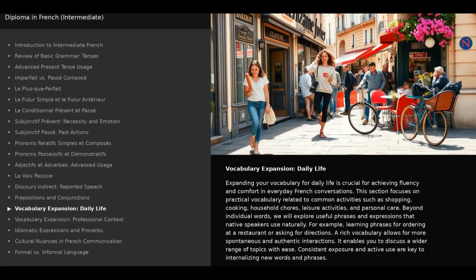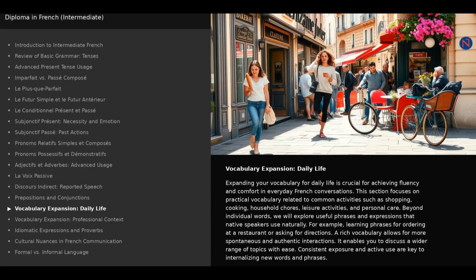Vocabulary expansion. Daily life. Expanding your vocabulary for daily life is crucial for achieving fluency and comfort in everyday French conversations. This section focuses on practical vocabulary related to common activities such as shopping, cooking, household chores, leisure activities, and personal care. Beyond individual words, we will explore useful phrases and expressions that native speakers use naturally. For example, learning phrases for ordering at a restaurant or asking for directions.